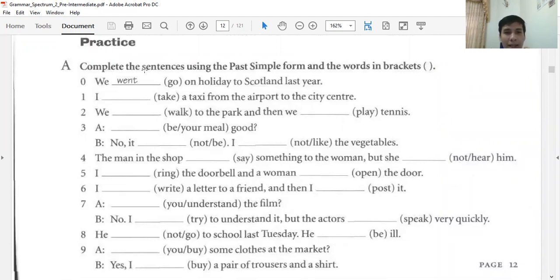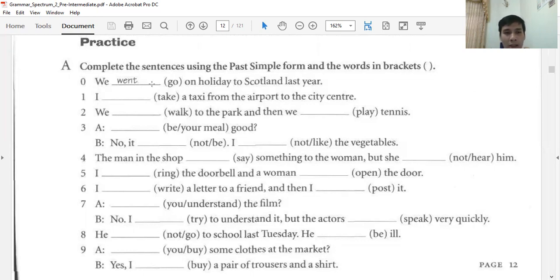So letter A, let's practice. Letter A, complete the sentences using the past simple form and the words in the brackets. Number 0, they give you already: We, and in the bracket the word go, on holiday to Scotland last year. You can see the words "last year" refer to a specific time in the past. So when we see "last year", it's automatically past simple because it already happened in the past. So we change to went.